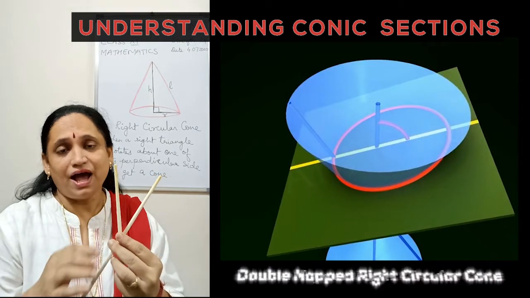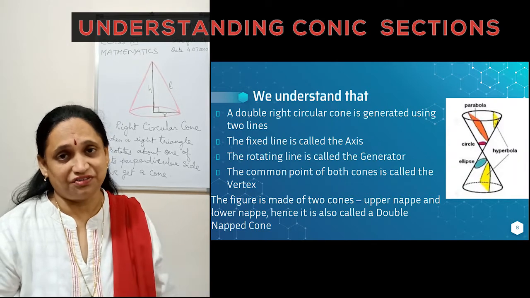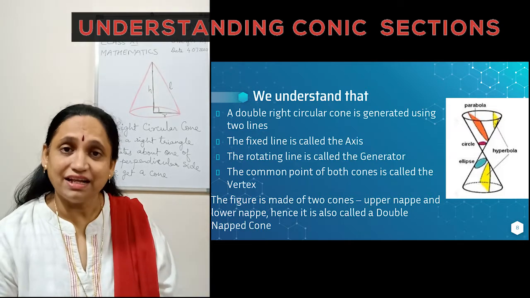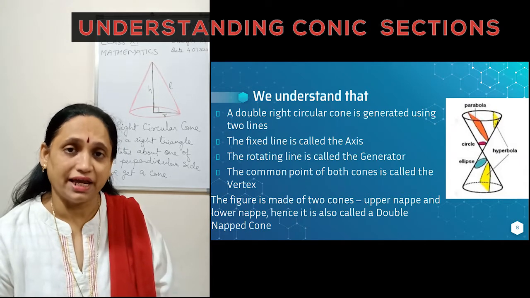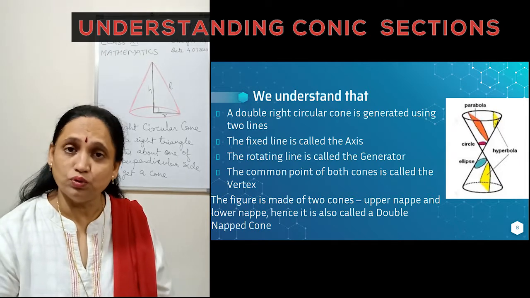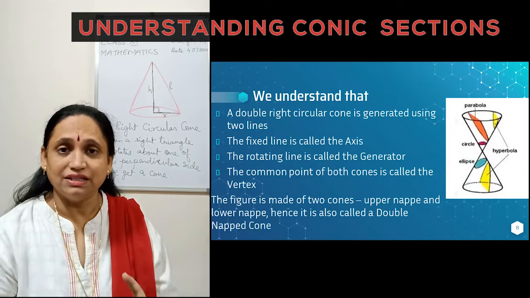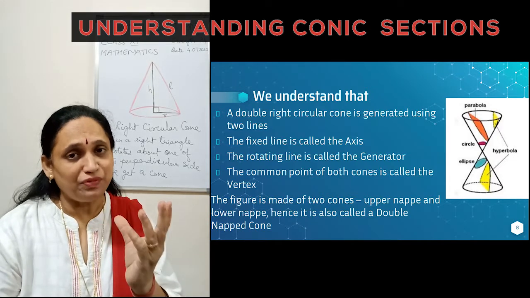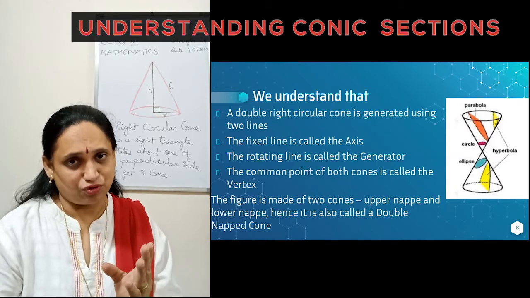So this video has told us how a double-napped right circular cone is generated. And the fixed line is an axis. The line that rotates is called the generator. The common point of both the lines is called the vertex. And we also learned that there are two cones formed in this figure. One is above and the other is below, and they are called double-napped cones because nap means a curved surface. And hence a double-napped cone is formed.